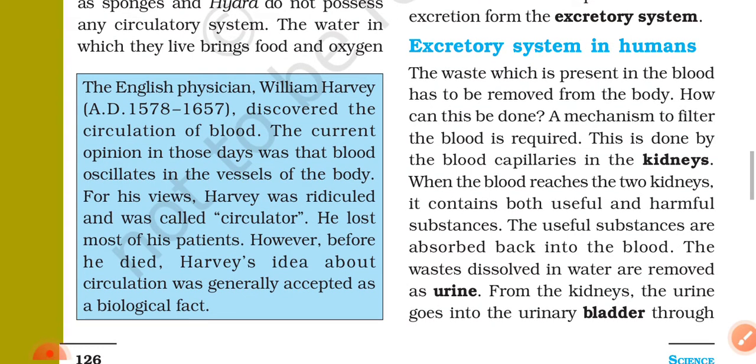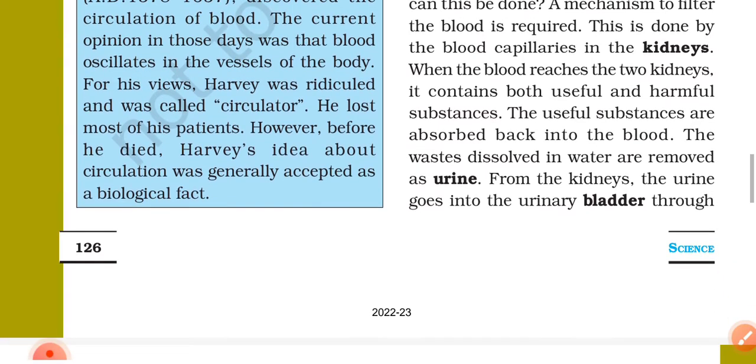The waste which is present in the blood has to be removed from the body. How can this be done? A mechanism to filter the blood is required. This is done by the blood capillaries in the kidneys. When the blood reaches the two kidneys, it contains both useful and harmful substances. The useful substances are absorbed back into the blood. The waste dissolved in water is removed as urine.